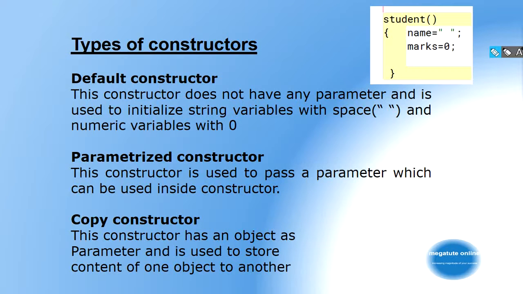Let's see the example. This is the example of a default constructor. Now, whatever is inside this parenthesis is called a parameter. Means that is the thing we are passing to this function. This constructor is also a function.